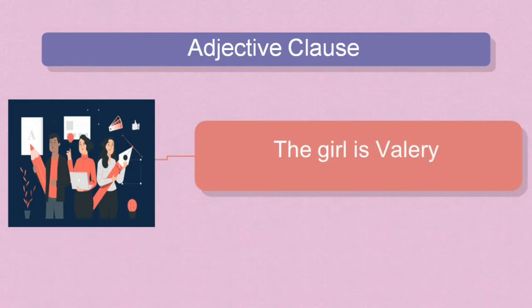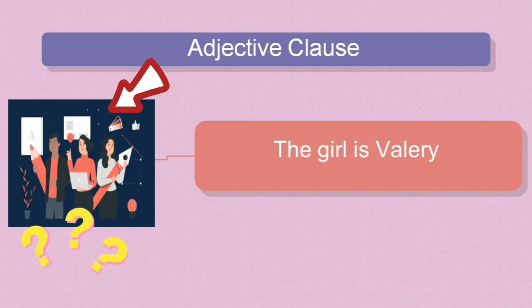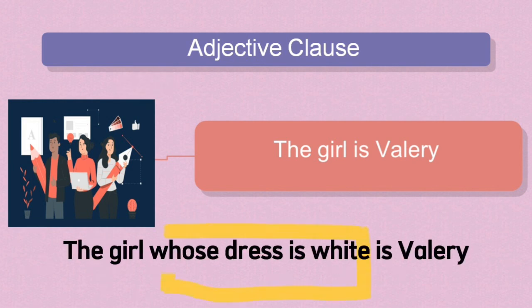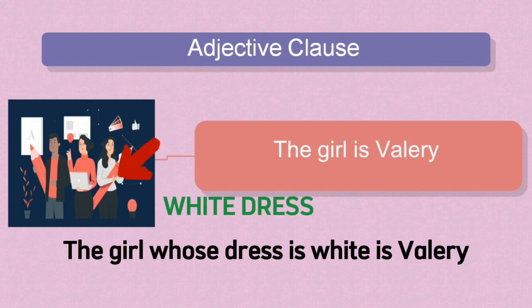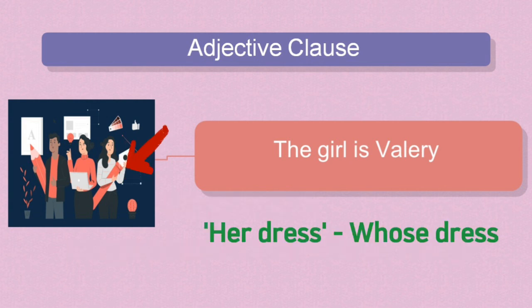Now we have a simple sentence. The girl is Valerie. But which one is Valerie? Because we see there are 3 people in this picture. The clause whose dress is white is used to add more description about Valerie. Because we say something that Valerie has, which is a white dress, so we replace her dress with whose dress.